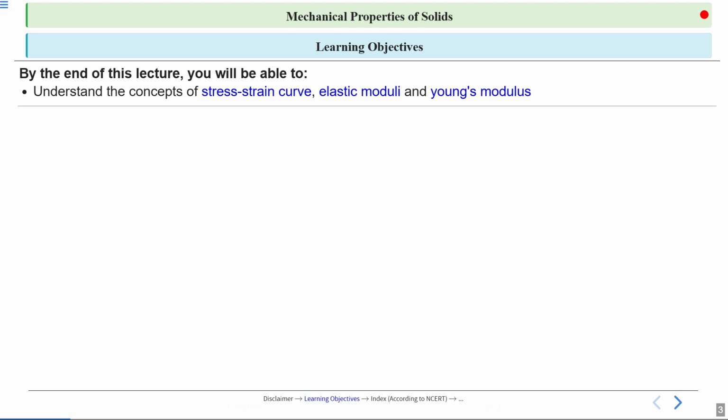Learning objectives. By the end of this lecture, you will be able to understand the concepts of stress strain curve, elastic moduli and Young's modulus.